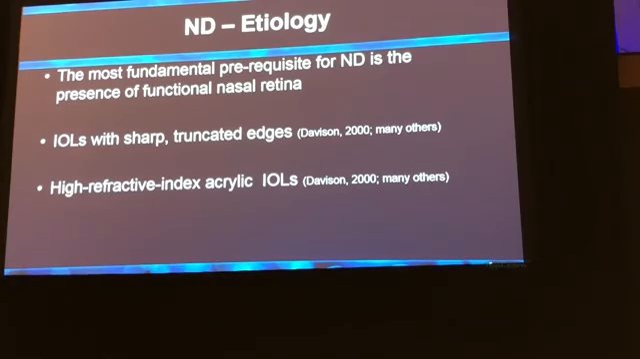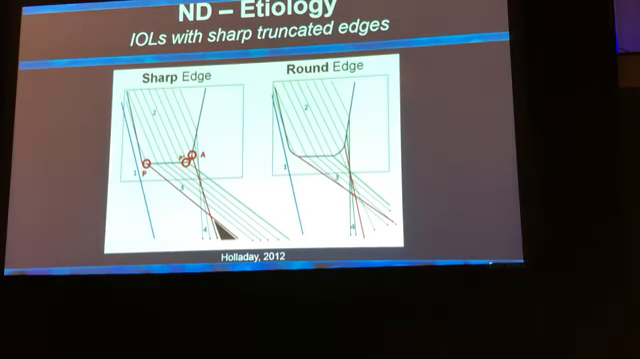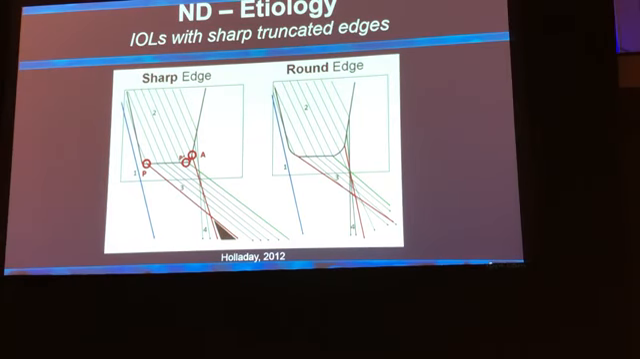It's most often related with lenses that have a sharp truncated edge, and oftentimes it's the high refractive index acrylic lenses. And a lot of this work was done by Jack Holliday, and he's really published the majority of the literature on the subject. And he surmised that it's because when you have a sharp edge of the optic, the light rays hit the sharp edge and it crosses, so there's an area of the retina that's not illuminated. If you look at the rounded edge, actually the rays cross in that area, so you don't have an area of your retina that's not illuminated, hence no dark shadow.